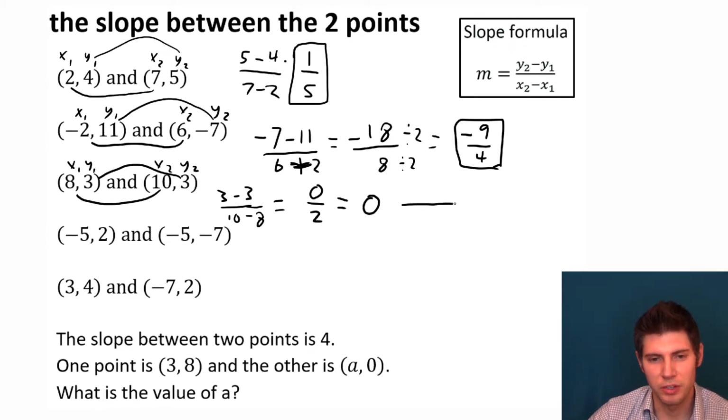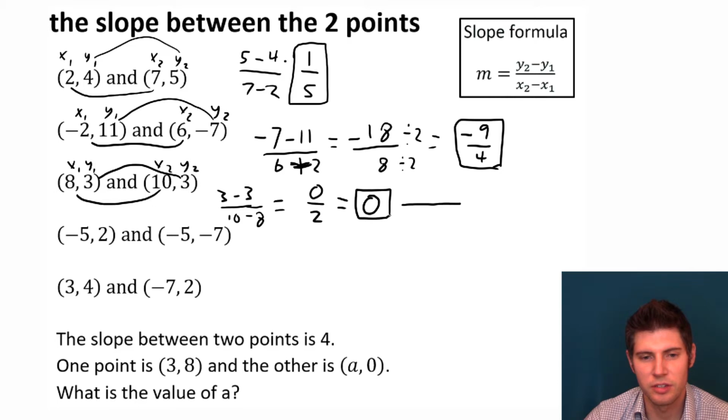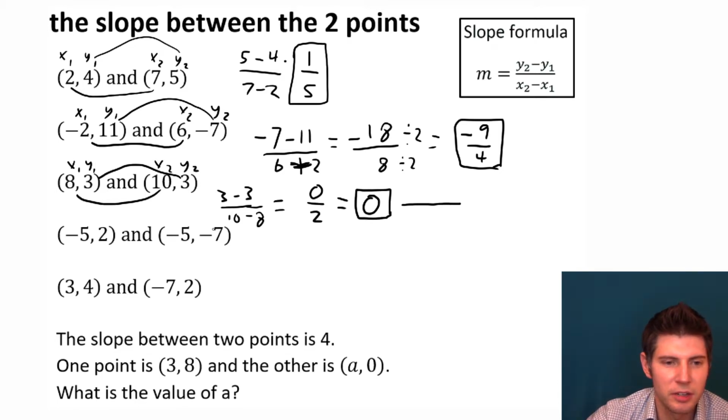And a 0 slope is a horizontal line. So that's what the graph would look like with that slope. But the answer to this is 0. And that's it for number 3. For number 4, same thing.